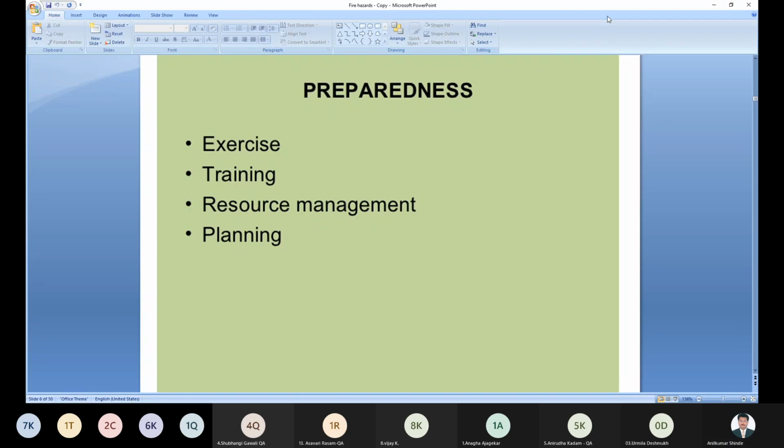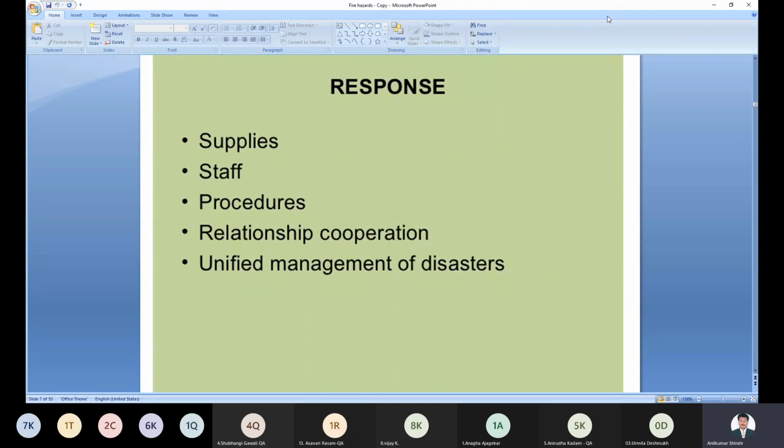Then response, which includes supplying. Different suppliers can supply different materials, and these materials are particularly used to prevent the fire. So the proper way of supplying the material, good quality of the material, or timely supply of the material is part of response.